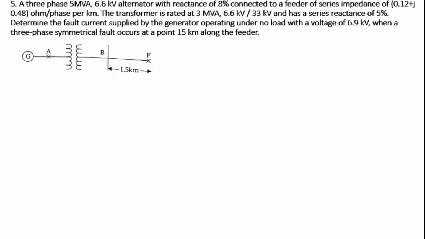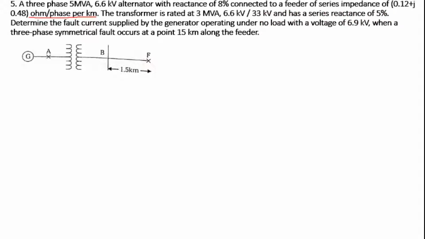Let's move on to the next numerical. A three-phase 5 MVA, 6.6 kV alternator with a reactance of 8% is connected to a feeder of series impedance 0.12 + j0.48 ohm per phase per kilometer. So here it is in terms of ohms per phase per kilometer, and there is a transformer rated 3 MVA, 6.6 kV/33 kV, with a reactance of 5%.